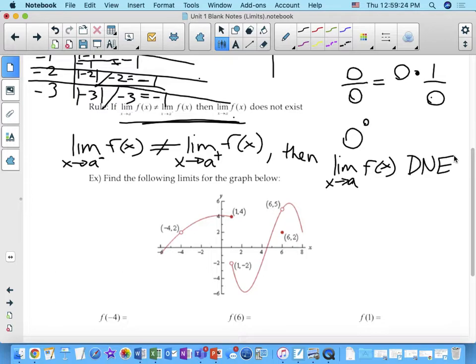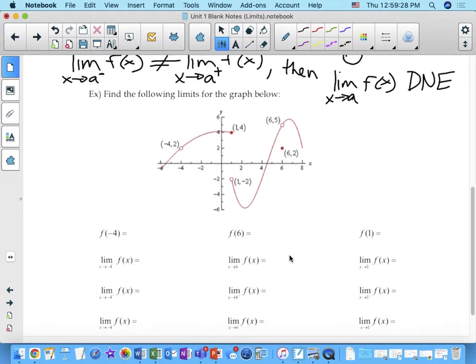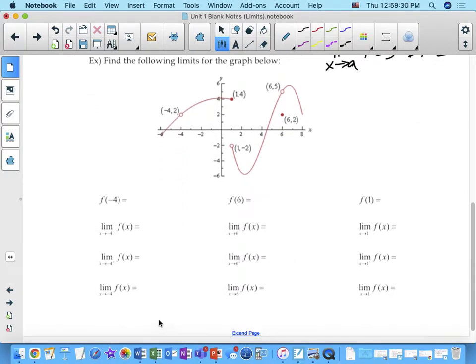Okay. So we're going to kind of explore this using this graph below. Okay? So find the following limits for the graph below. So first we're going to look at f of -4. What is f of -4? F of -4 doesn't exist. There's a hole. F of -4 does not exist.